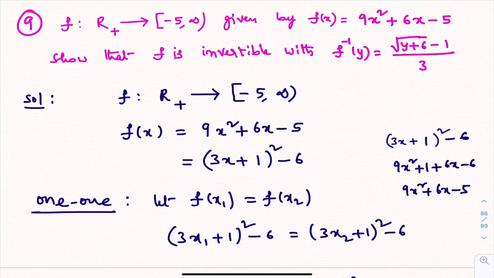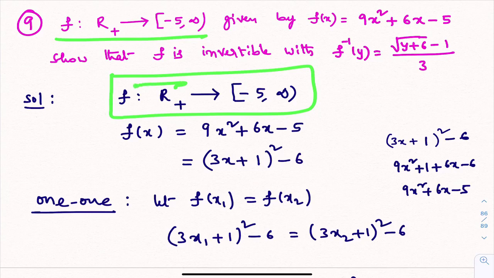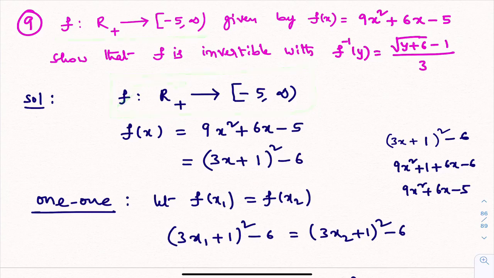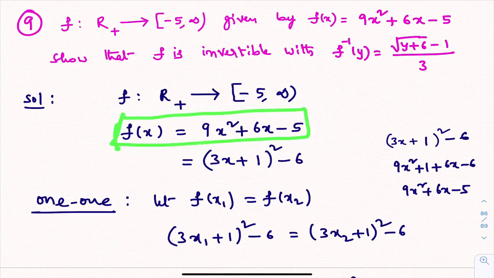Okay, first thing I'll write the given information. See what they have given. f is from R plus to the closed interval minus 5 comma infinity. And how is the function defined? The function is defined as 9x square plus 6x minus 5. You observe here, I am not taking this as it is. I am converting this a little bit to make things easier. This is the key point to do the things easier.